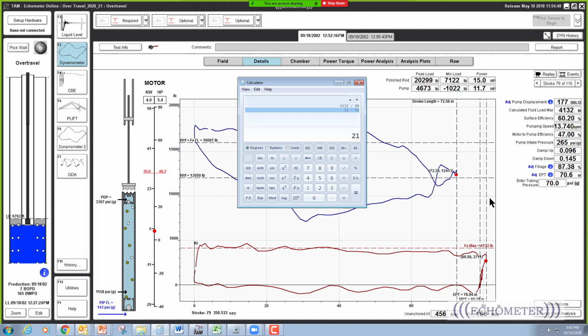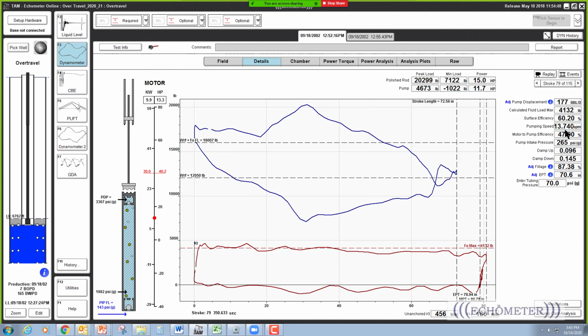I don't remember that slide saying that. All right, so this is an example of the over travel pump card, and it's over traveling because we're pumping too fast. Yeah, this is probably going to have high failure rates because we're pumping too fast.